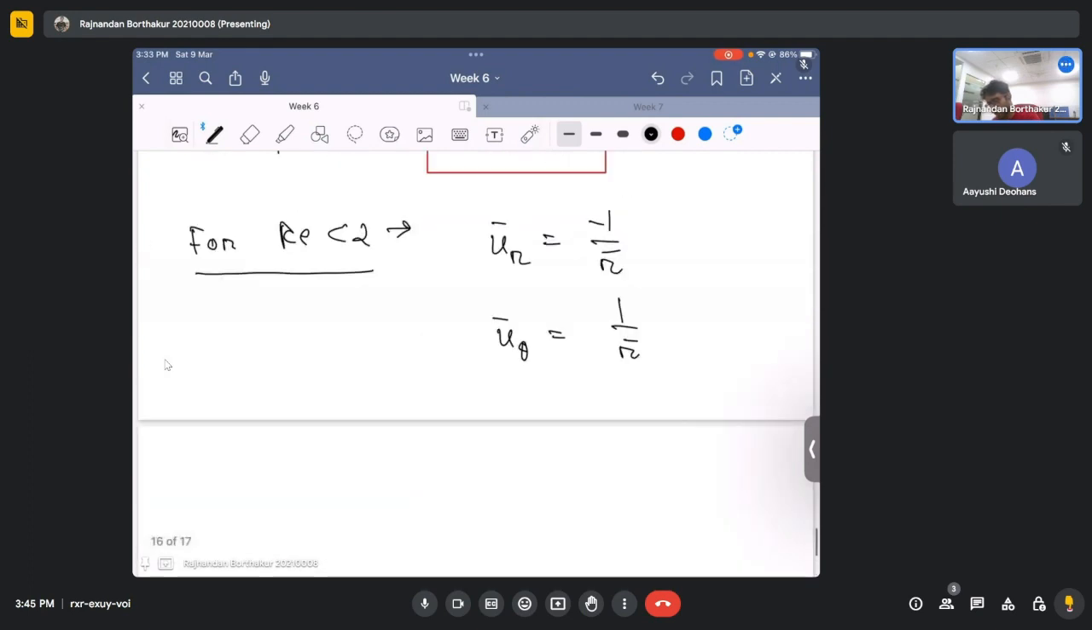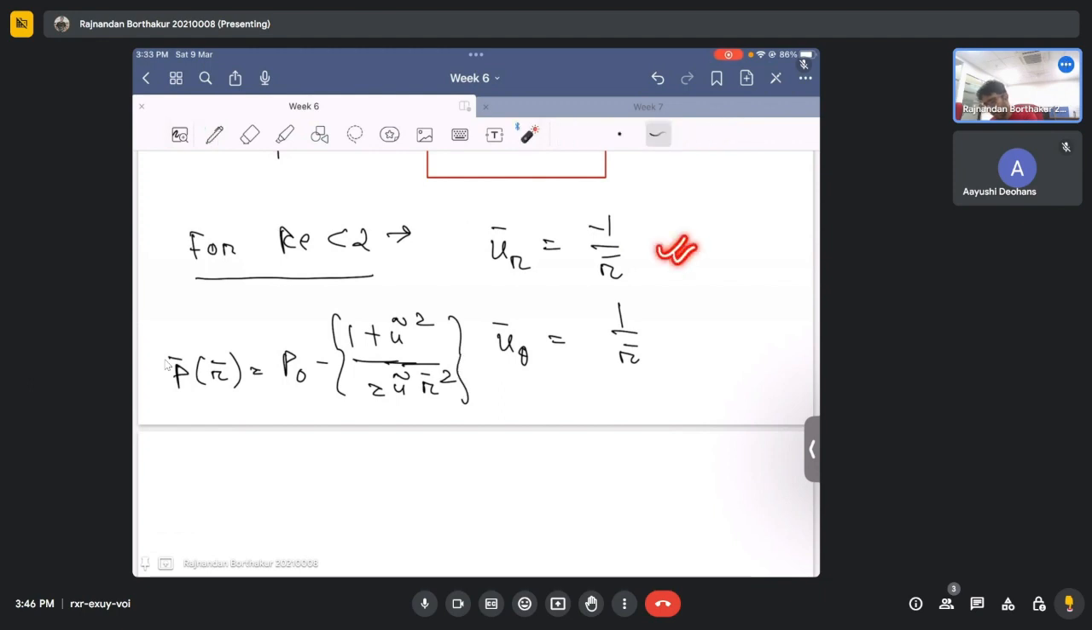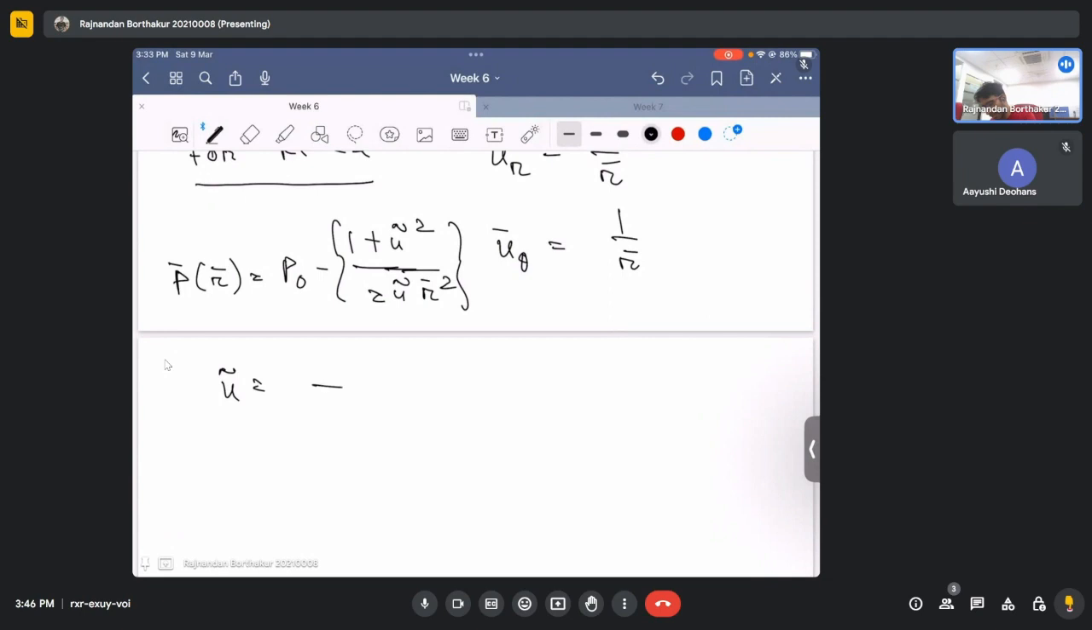And pressure, what do you get? So pressure p bar as a function of r bar, we got it to be p naught minus 1 plus u tilde squared by 2 u tilde r bar squared. This is what we got for the pressure, and these are basically the velocities. Where I repeat, this u tilde is basically omega a by the suction velocity.